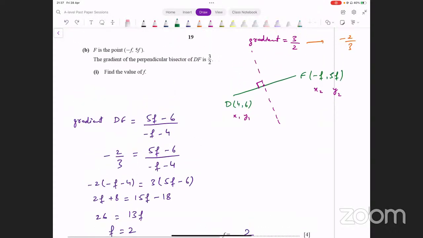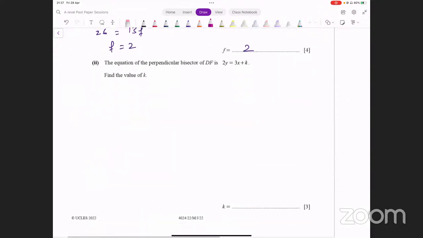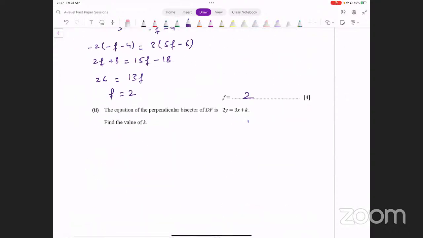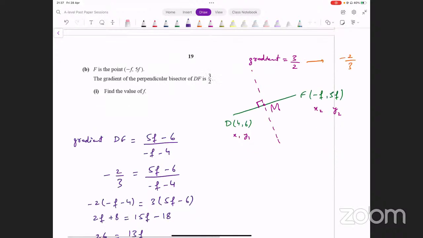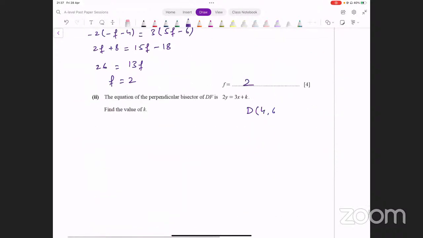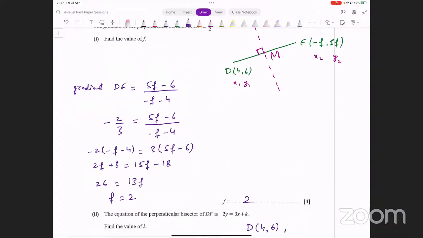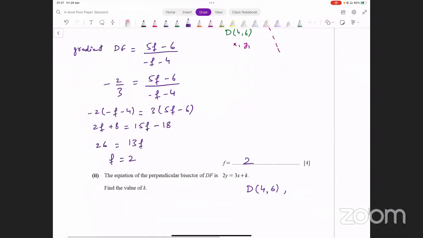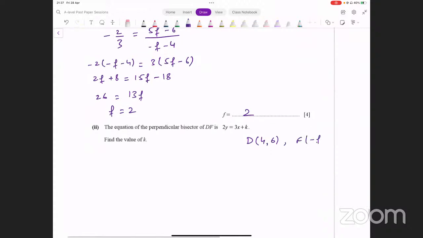तो इसका मतलब ये होगा जो इसका मिड पॉइंट है d और f का, let's call this point m. ये perpendicular bisector जो है वो point m से पास कर रहा होगा, right? Can we find the coordinates of the point m now? Because now we have the value for f, right? So coordinates of d are given. They were 4 and 6. And the coordinates of f are minus f and 5f. You can write them here first of all, minus f and 5f.